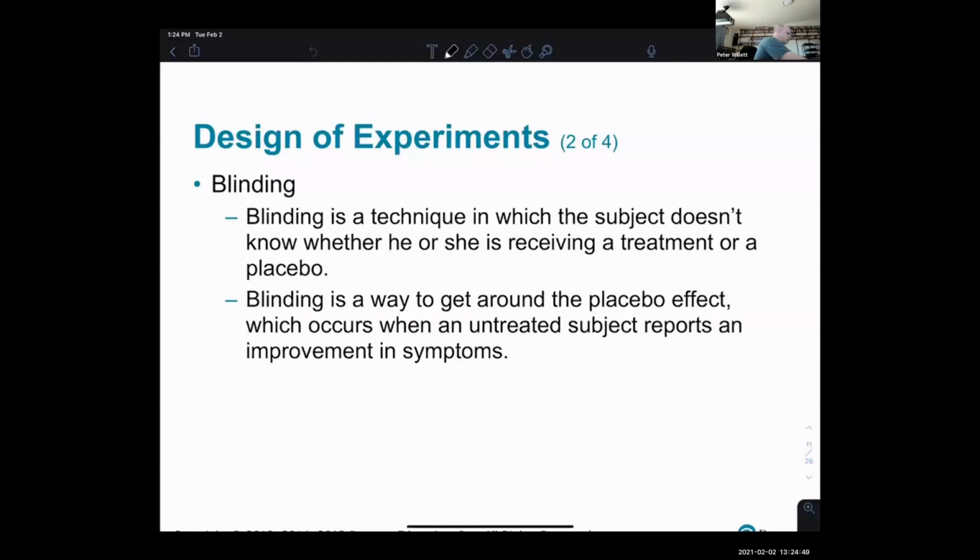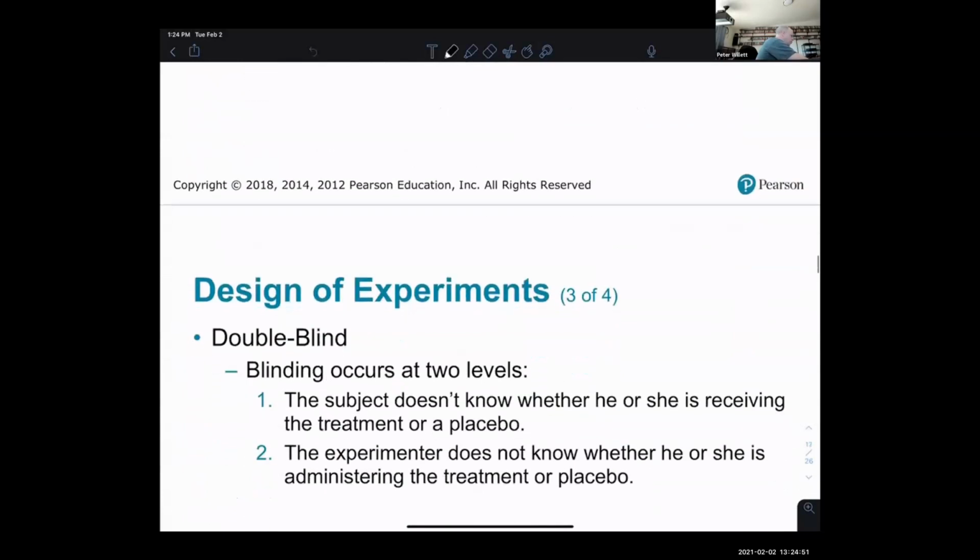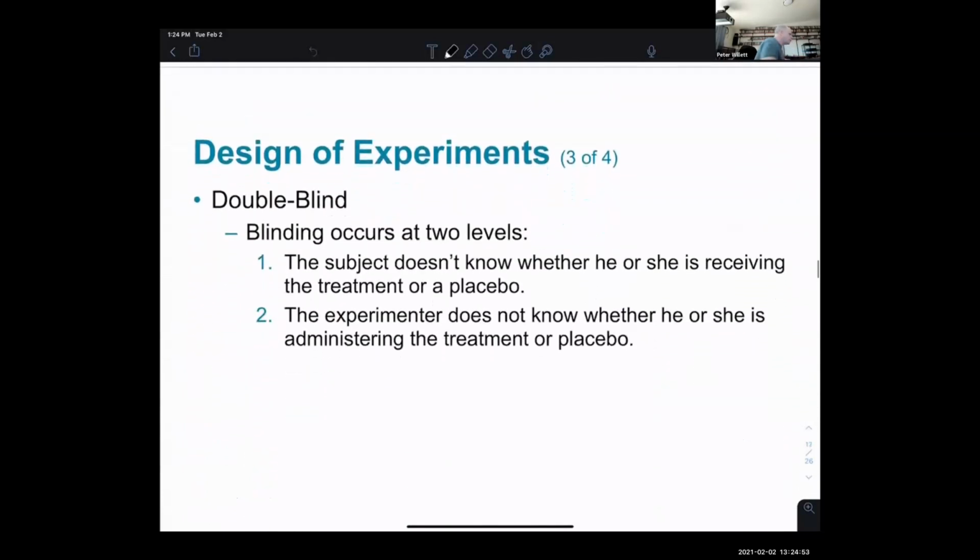So let's immediately compare this to the next slide, which is double-blind experiments. In this case, blinding occurs at two levels. They use regular blinding: the subjects don't know whether they have received the treatment or the placebo. But additionally, the experimenter doesn't know either. The experimenter, the person implementing the treatment, does not know whether he or she is administering the treatment or placebo.